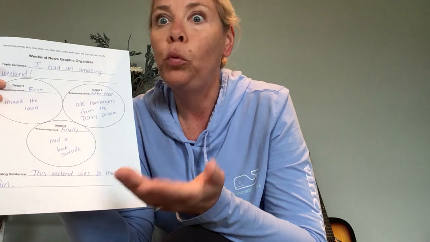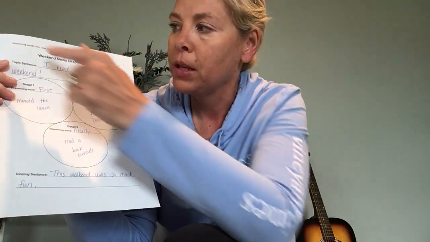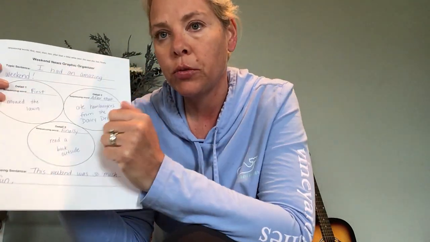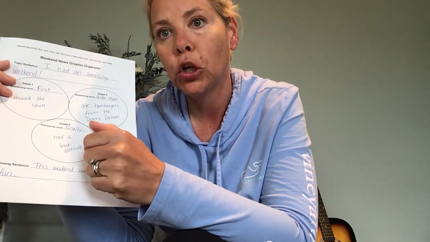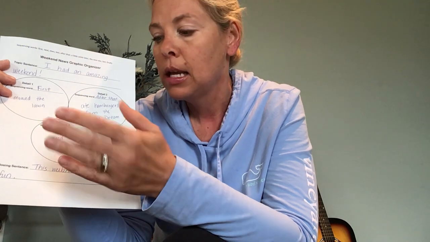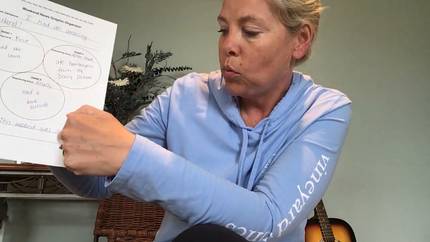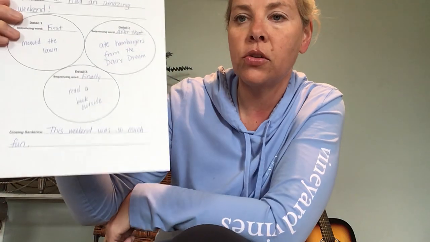If you had a really amazing weekend and you want to write 4 details, you could just add another circle, add another detail, and you could even have 4 details in your story instead of just 3. You've got plenty of sequencing words to choose from. Once you finish your 3 details, then you move on to your closing sentence. And remember, a closing sentence is kind of like a topic sentence. It's kind of a summary of what your story was about. I chose this as my closing sentence: This weekend was so much fun.